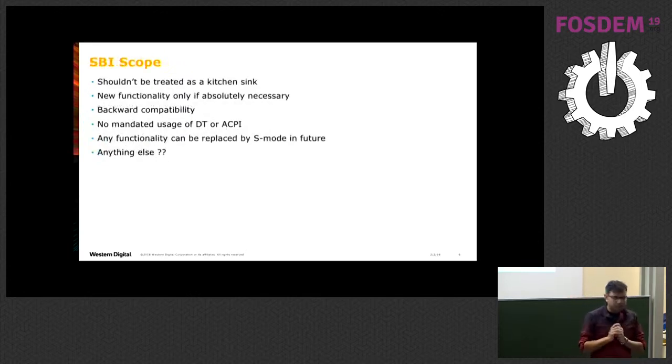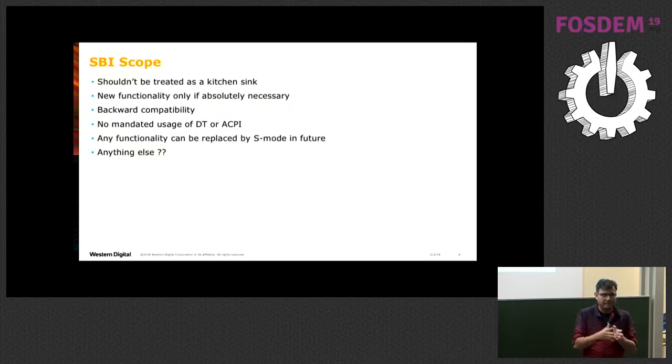So coming back to the specification that we talked about, now I think Alex is in the room, so there is a lot of discussion about how we define the scope, like where do we stop it, defining the SBI scope. So that is my view: it shouldn't be treated as a kitchen sink. You cannot dump any feature you want, or vendors should not dump any features they want.